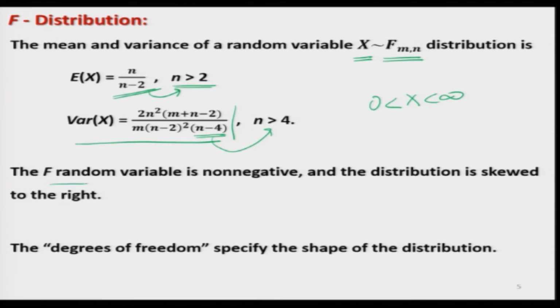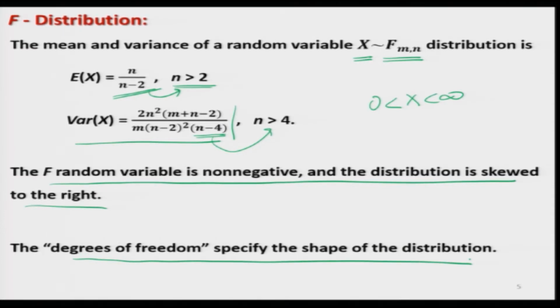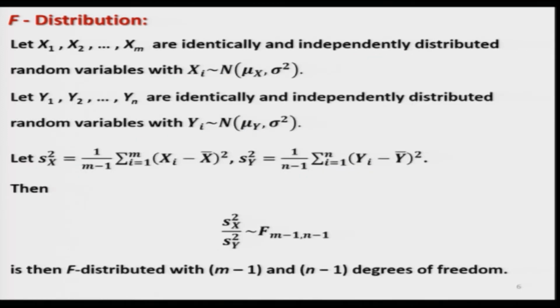So, the F random variable is non-negative, but the distribution of F is skewed to the right. Now, you know what skewed is, you have already done coefficient of skewness, kurtosis, etc. And the degrees of freedom specify the shape of the distribution. The difference between chi-square, t and F distribution with respect to the degrees of freedom is that in the case of F, there are 2 degrees of freedom, whereas in the case of chi-square and t, there is only 1 degree of freedom characterizing the distribution, right.